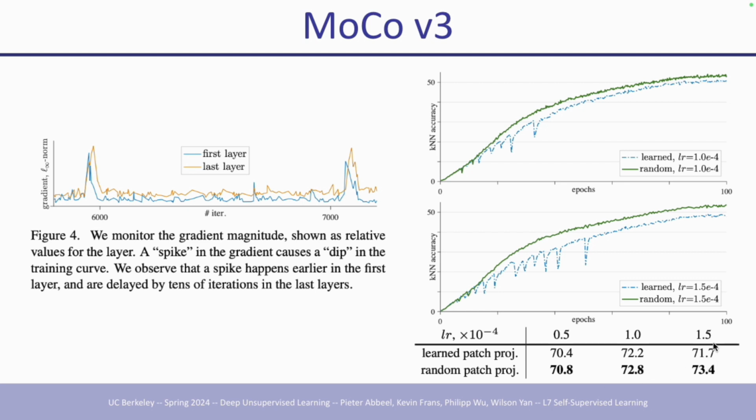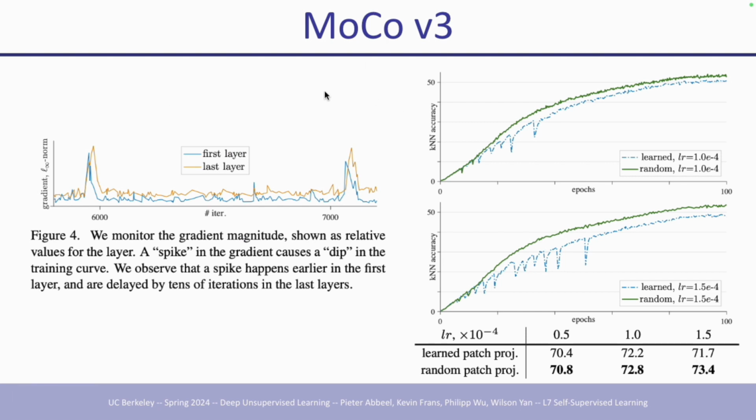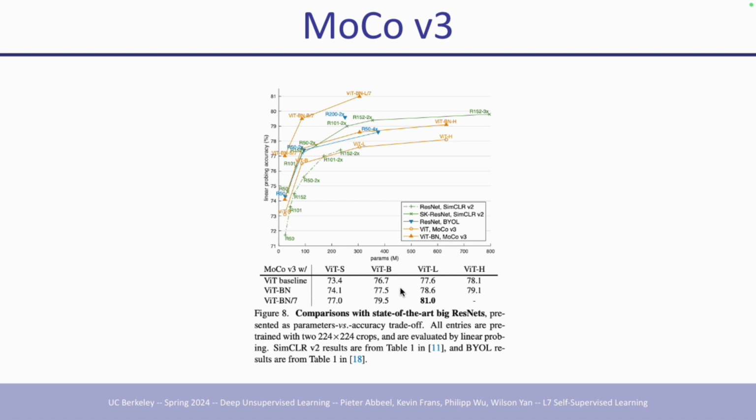And you can see that for these larger learning rates, we're able to get higher performance, like 2 percentage points on ImageNet, which is pretty big for just this simple change. And this is a trick that down the line other models will also use, and they find it helpful.